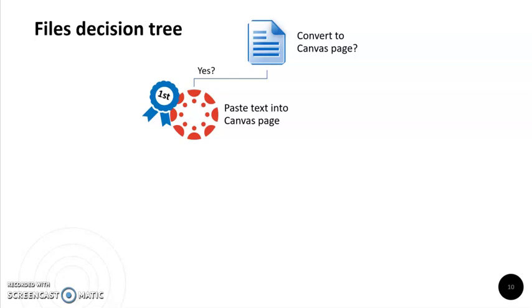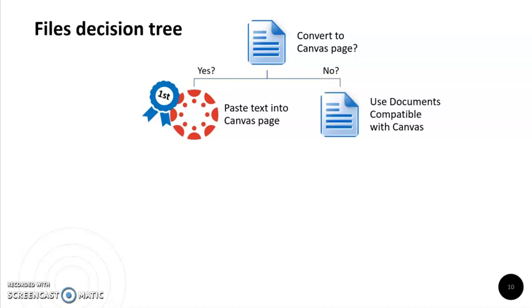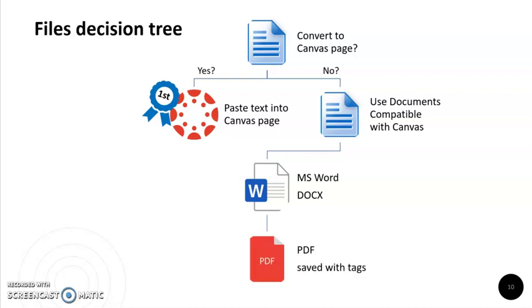However, if for some reason you cannot convert your file to a Canvas page, well, then use one of the document types that is most compatible with Canvas. In this case, Microsoft Word docs are the most compatible. However, you can also use PDFs, as long as the PDF has been saved with tags. Another type of file that Canvas will use and give access to your students more easily is the Microsoft PowerPoint files.